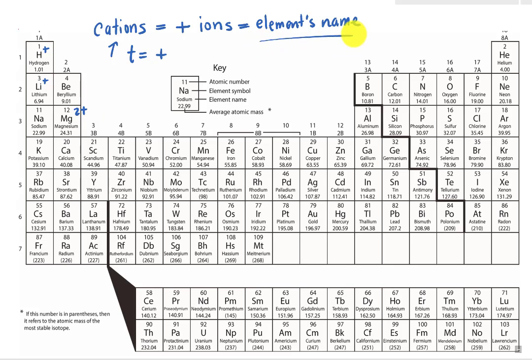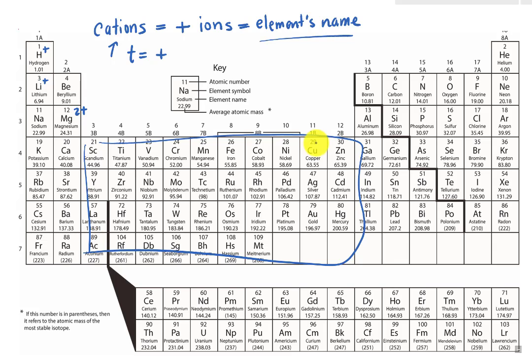Isn't that easy? But there is one tricky part, and that is for the elements in group B. Because sometimes in group B, some of the elements will have more than one type of ions. For instance, copper can have Cu 1+ charge or Cu 2+. So how will we name copper? We cannot just use the name copper and ignore the charges because the charge is extremely important.